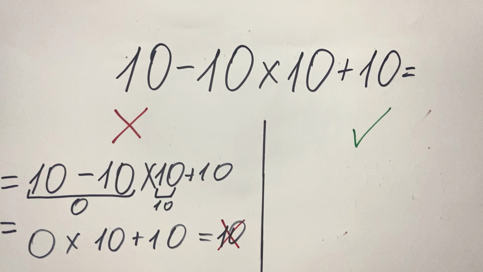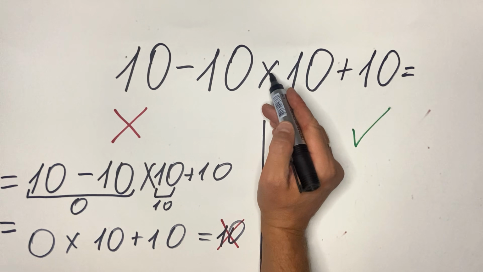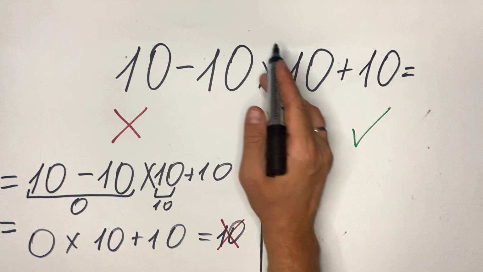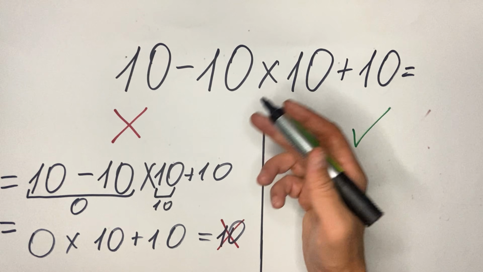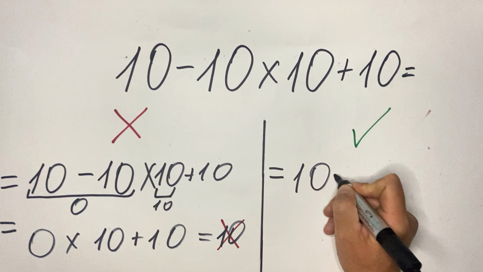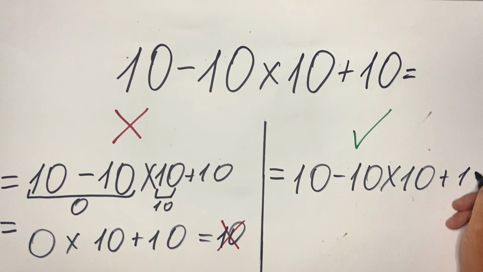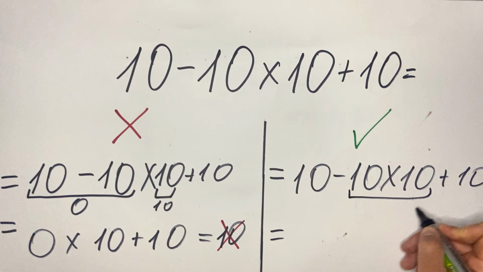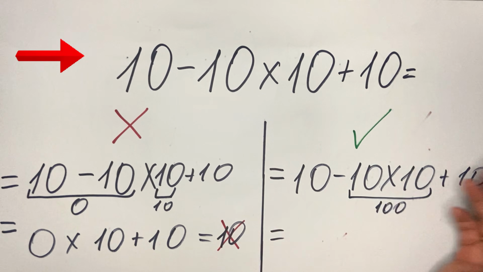As mentioned before, we have the PEMDAS rule, where first we need to do the multiplication and then the subtraction and addition. So the correct way is to first do 10 multiplied by 10 as a first step. Okay, let me just write this quick. Plus 10. So what do we get? We have 10 multiplied by 10. This is 100.